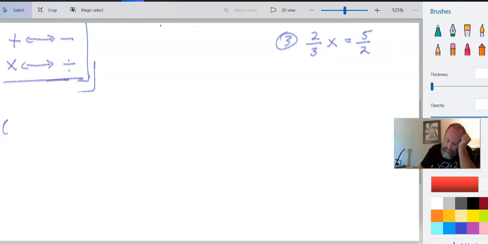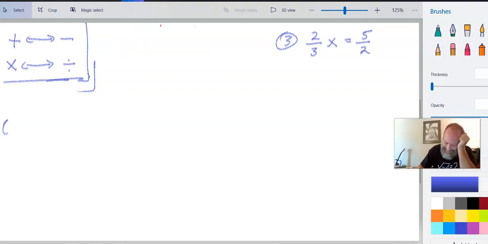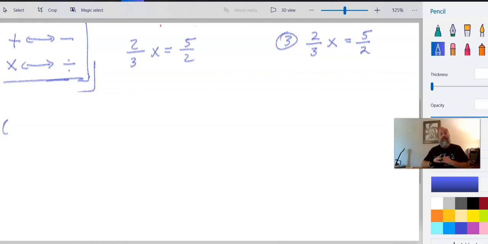So we have, I'm just going to rewrite it because that'll make it easier. Can't pull it off with this technology. Okay, let's try it one more time here with the writing tool. So 2/3 x is equal to 5/2. Now, there's more than one way to actually do this one.